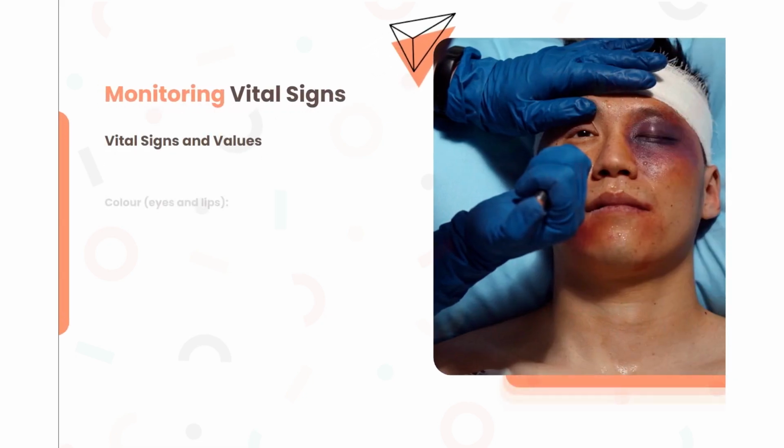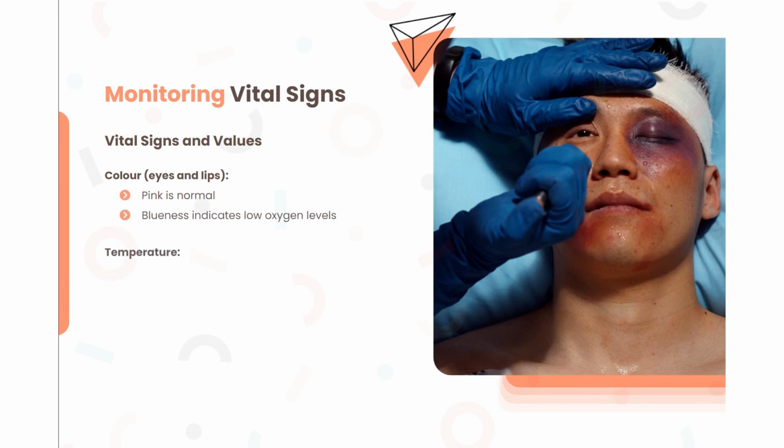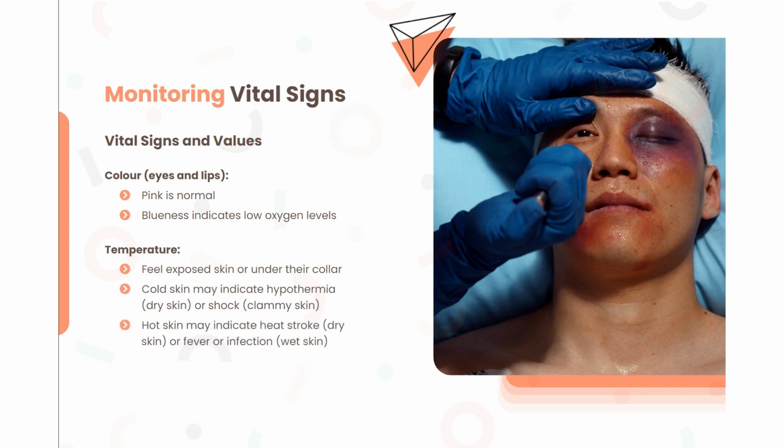Vital signs and values. Color, eyes and lips. Pink is normal. Blueness indicates low oxygen levels. Temperature. Feel exposed skin or under their collar. Cold skin may indicate hypothermia, dry skin, or shock, clammy skin. Hot skin may indicate heat stroke, dry skin, or fever or infection, wet skin.